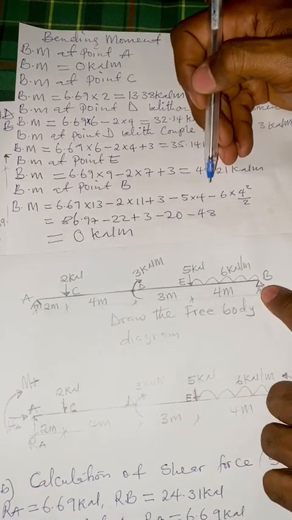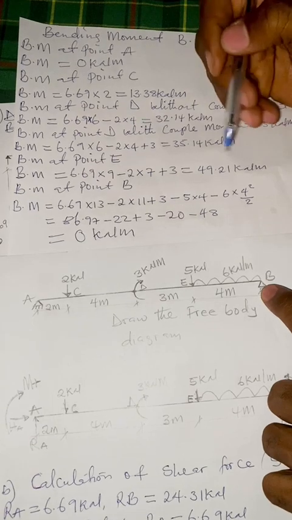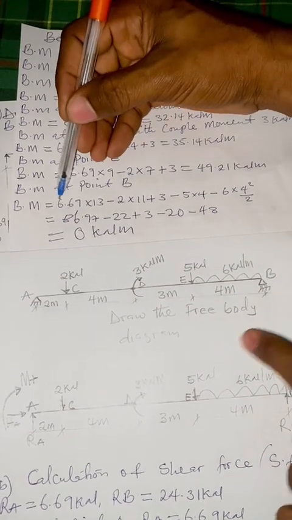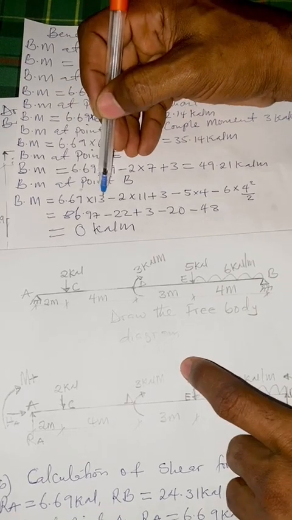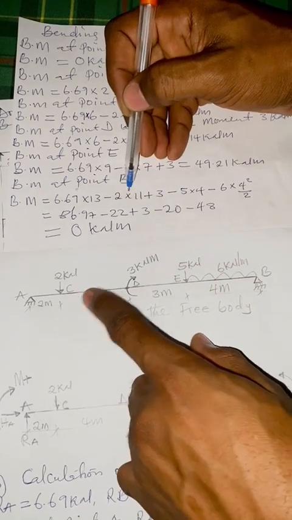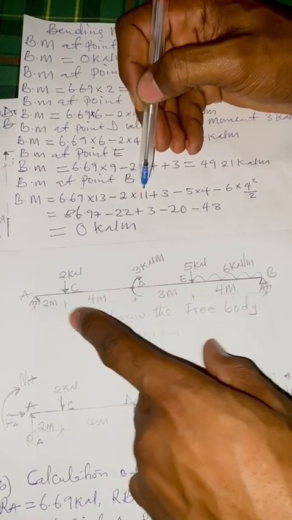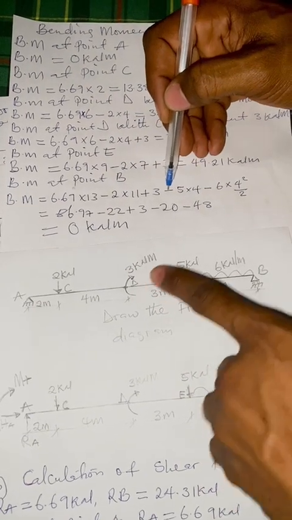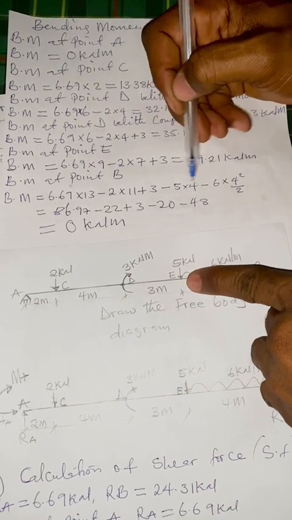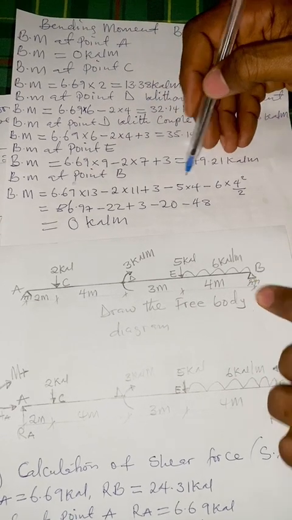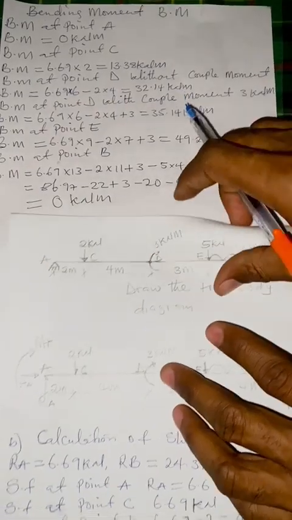So let's take the last point. We'll be very careful when taking the last point because it's supposed to give us 0. So now it's going to be 6.69 times 13, where 13 is the total distance, minus 2 times 11. How did you get 11? 4 plus 3 is 7, plus 4 is 11. Then minus 5, which is the load coming down, times 4. From here to here is 4. Remember our original equation when I explained the diagram.